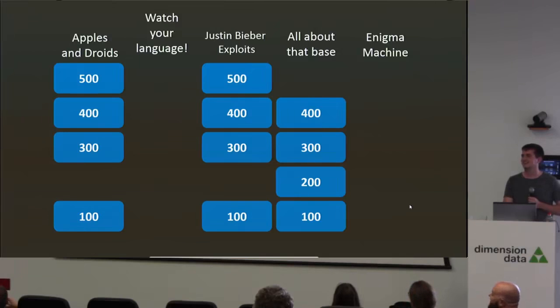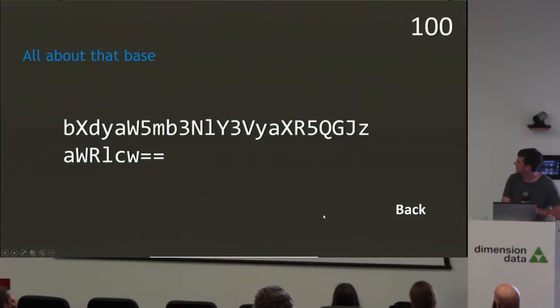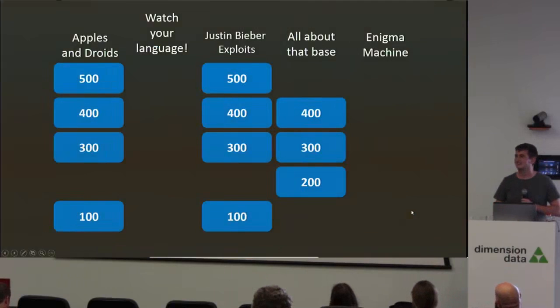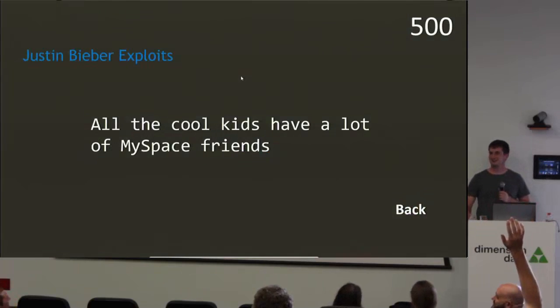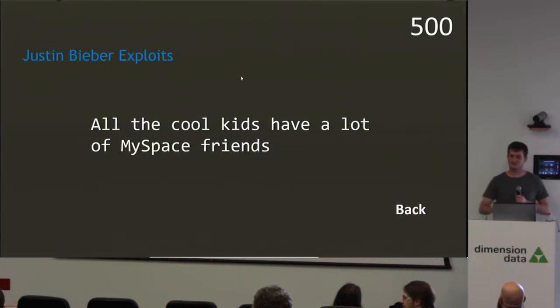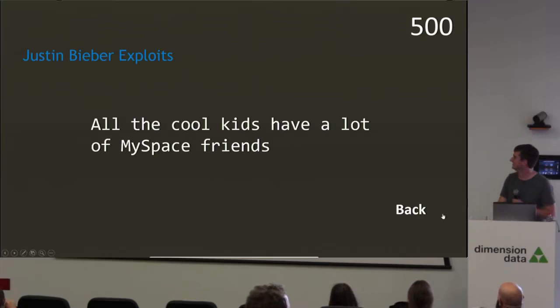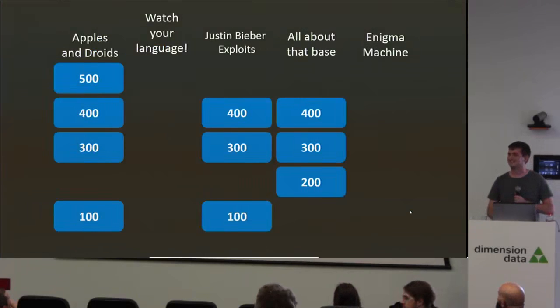Let's go all about that base, one number. What is base 64? Yeah, you were first. You shouldn't shout out. Well, maybe you should. So maybe. Okay, give us another one. Justin Bieber exploit time. It was just before you. But don't shout out the answer. It was, yeah, Samy worm, hole, JS Space Hero. Okay, can you give us one?